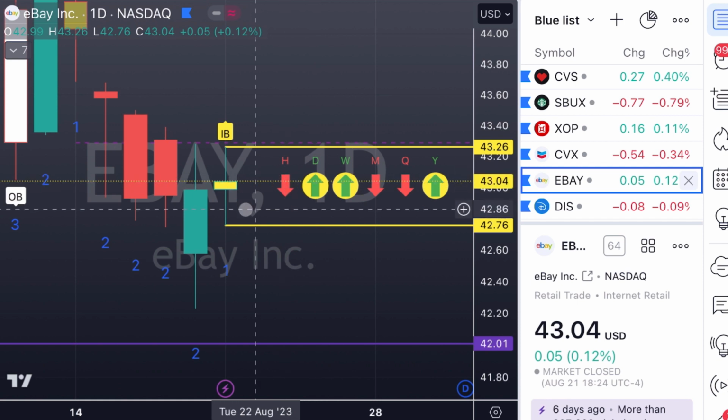Okay, so inside bars, when you see these things, guys, I want you to think of a spring being loaded, compacted, squished.